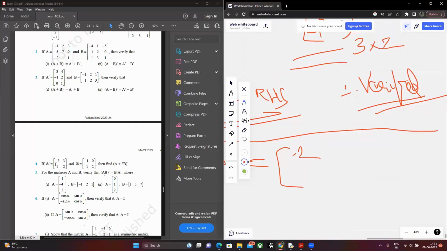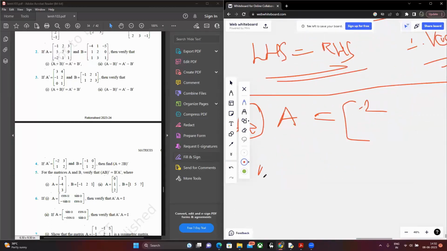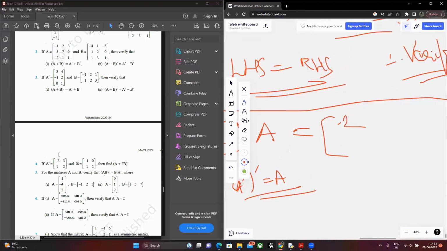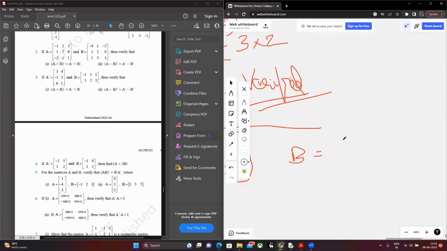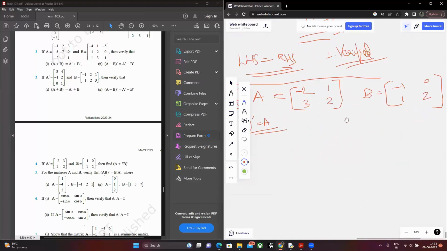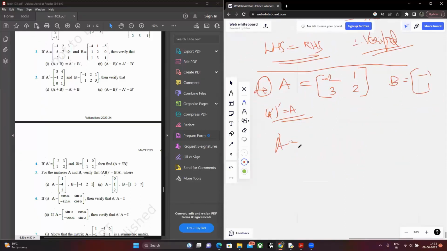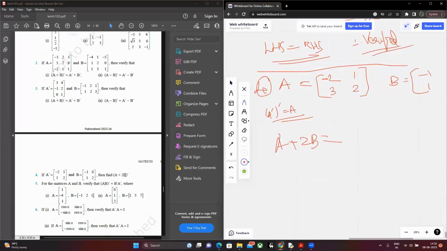So since you're given A transpose, I have to take a transpose of this to get A back, right? Because of the fact that A transpose, the whole transpose, is going to be A. So I'll take a transpose of this, that is going to be minus 2, 1, 3, and 2. This is going to be my A. And my B is a matrix minus 1, 0, 1, 2. So now I have A plus 2B to figure out. Right, I'm going stepwise. I have to figure out (A plus 2B) the whole transpose.